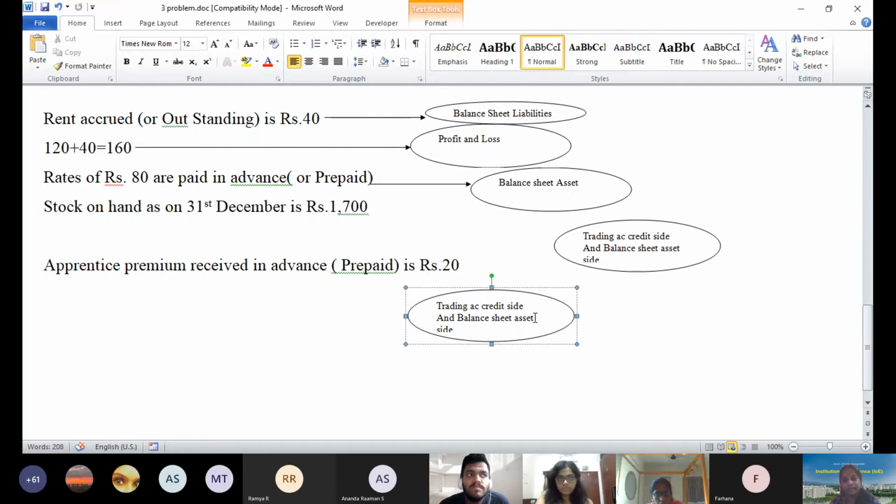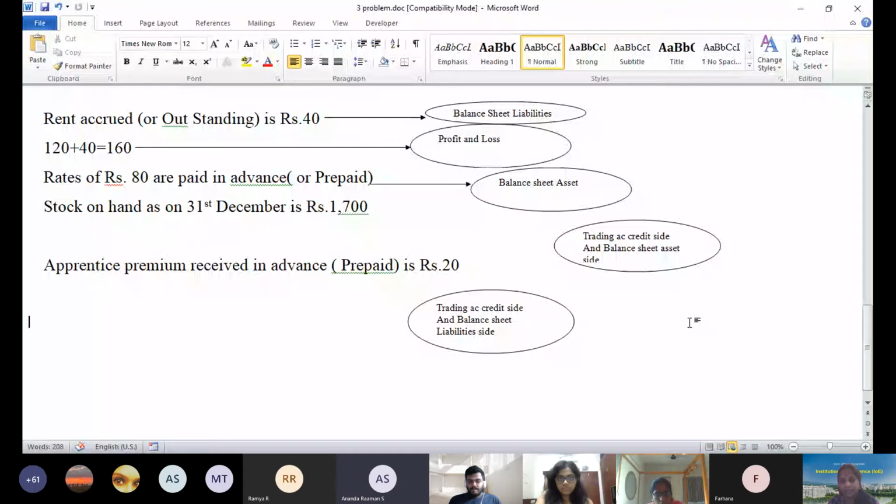Already received in your trading account credit side. So it is a balance sheet liability. These are the aspects of your adjustments. Now here, what is the amount of apprenticeship premium? 80 minus 20. 80 minus 20 is how much? 60. And apprenticeship premium will go straight away to the trading account credit side and balance sheet liability.